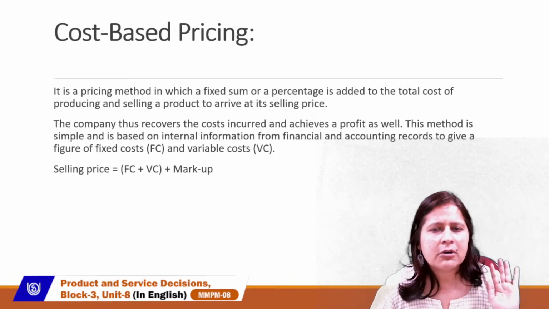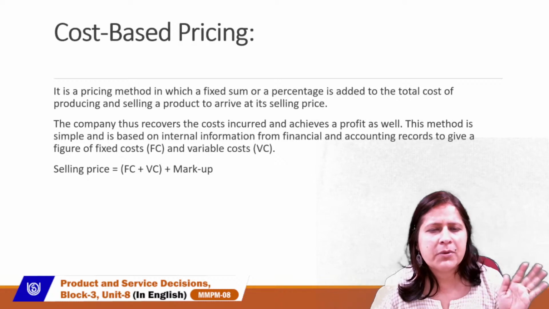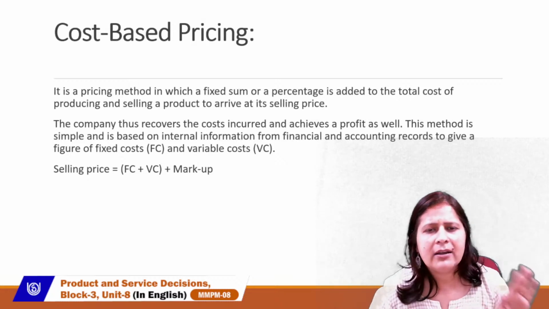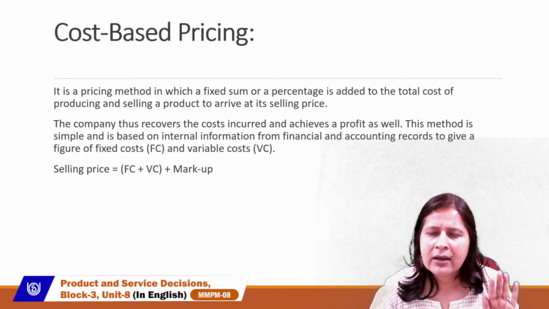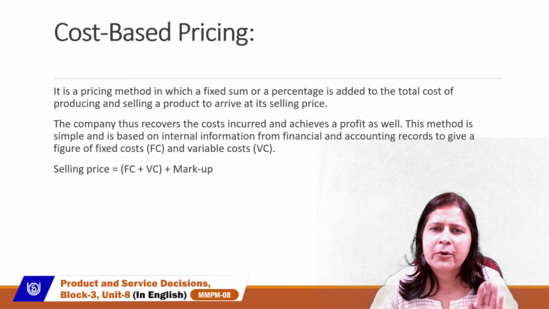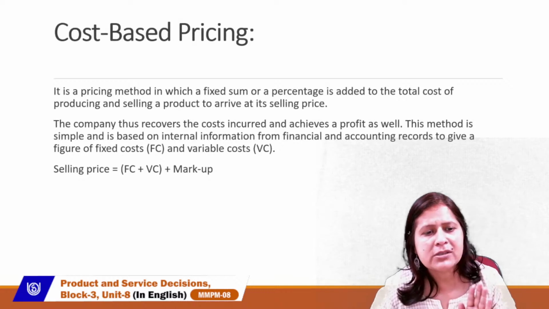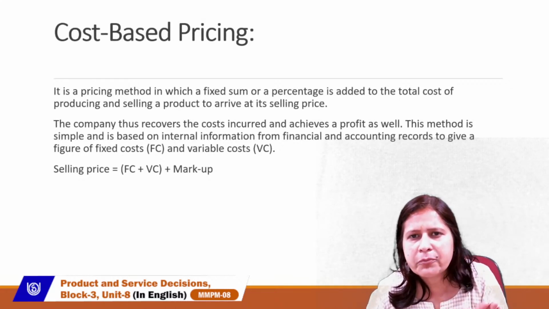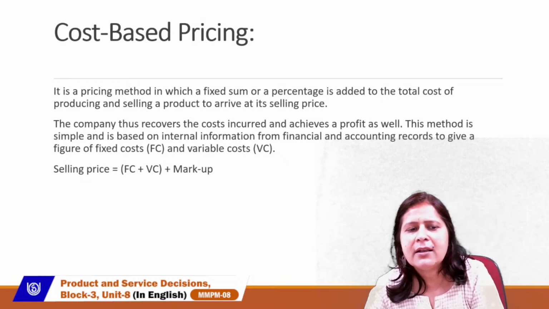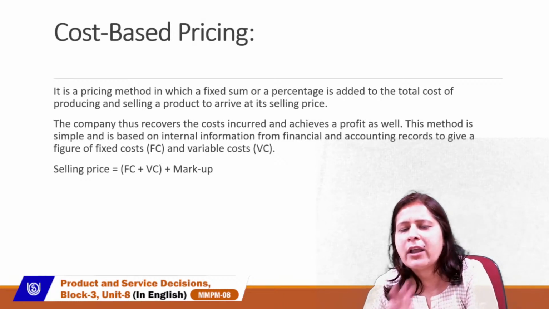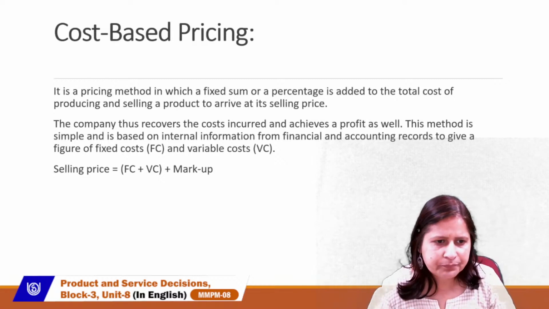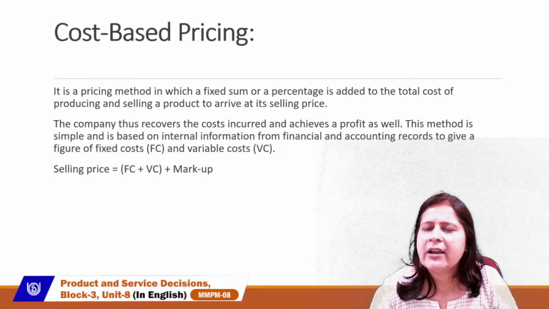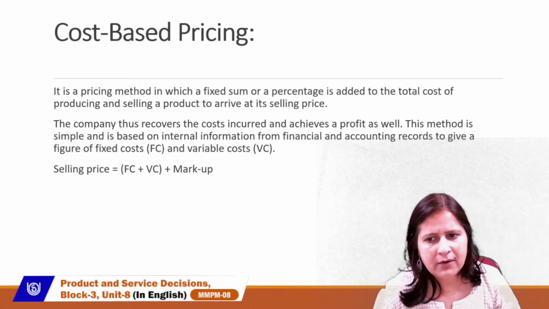In my case, the total cost of production was 110 rupees, and a fixed sum of 5 rupees was added, right? And now the selling price of that product will be 115 rupees. Now, a fixed sum or a percentage is added to the total cost of production of a product to arrive at its selling price. The company recovers the cost incurred and achieves the profits as well, right?